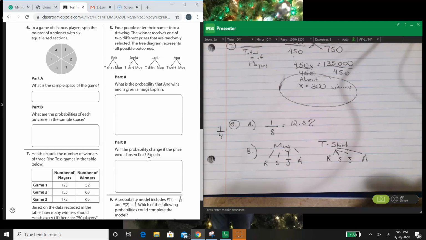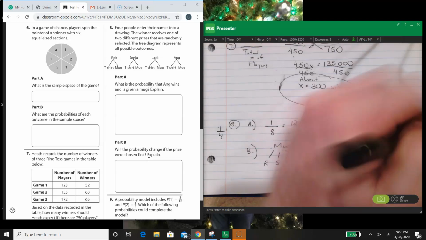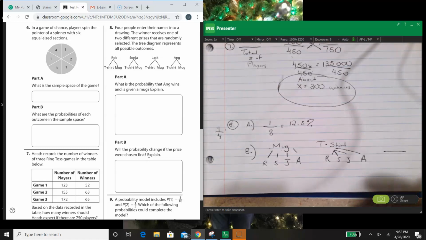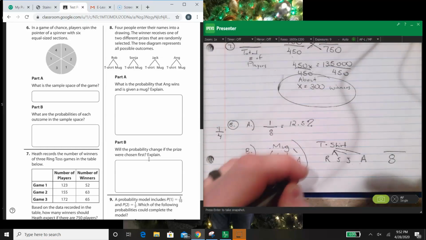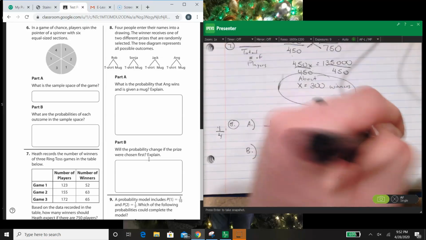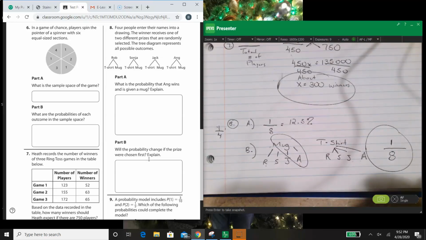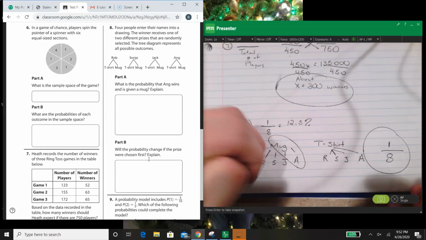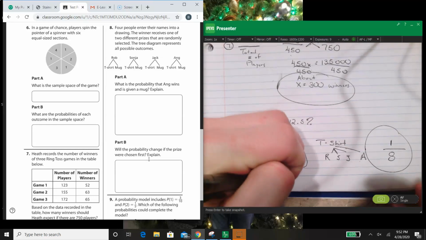So how is my probability going to change? That's how many outcomes I have in my tree diagram. If I add them up, 1, 2, 3, 4, 5, 6, 7, 8. So it's still 8. What's my numerator? Where am I seeing Angie in a mug? Well, the only spot I see Angie in a mug is in this one spot. So 1 is still going to be the numerator. So will the probability change? The answer is no. The probability will not change.